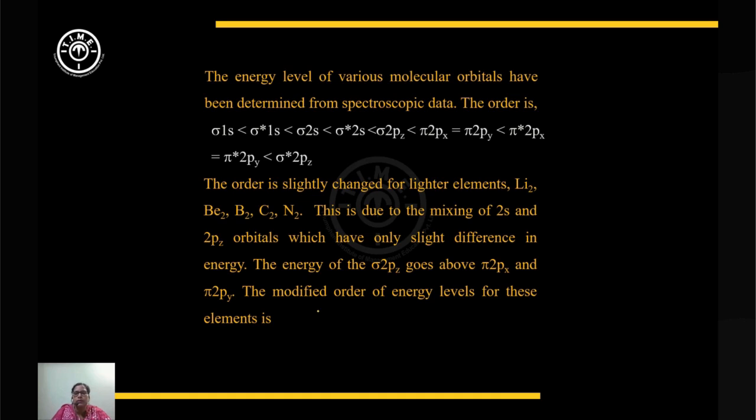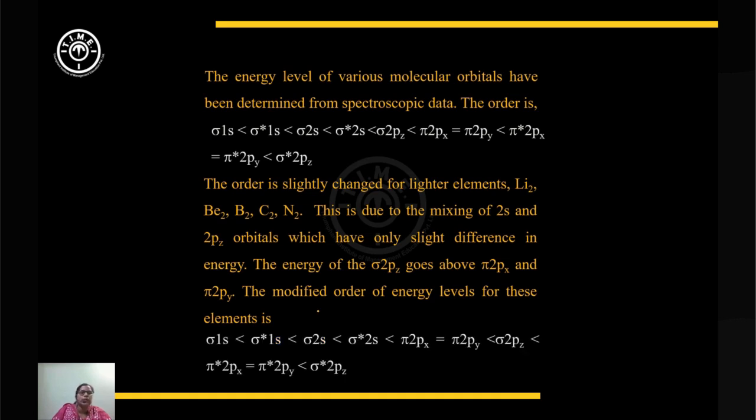So the modified order for the lighter elements is: sigma 1s is less than sigma star 1s, less than sigma 2s, less than sigma star 2s. Up to this point it is common in both cases, but here there is a change. Sigma 2pz goes above the pi 2px, which is equal to pi 2py, and the remaining part has no change. This is for the species or molecules which contain up to 14 electrons, that is, 14 electrons or fewer.